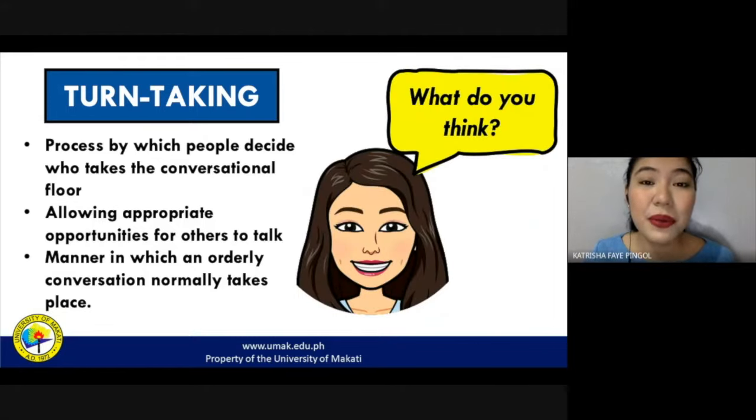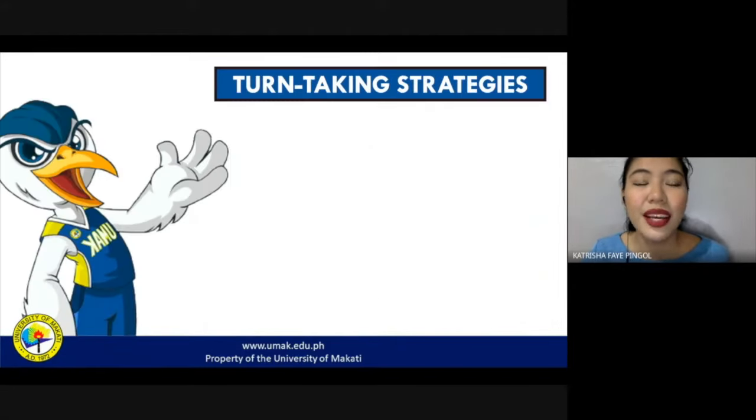For example, when a speaker asks a question to the listeners, what do you think about this? Of course, it is asking for a response. Therefore, the audience or the listeners are expected to respond to that question. That's a form of turn taking. There are different turn taking strategies that we can also use.